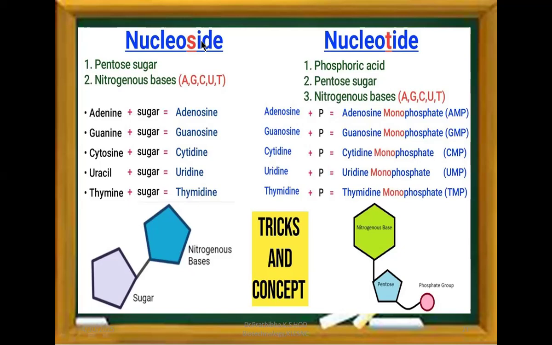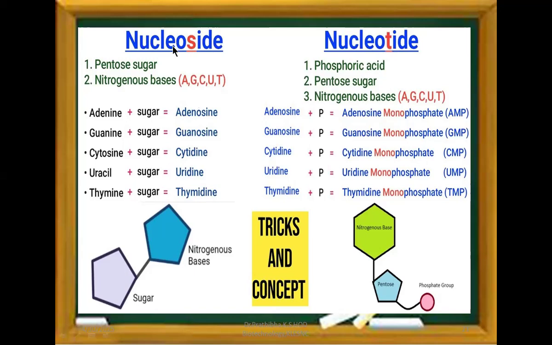Then the concluding part of nucleoside and nucleotide. In a nucleoside, there is the presence of pentose sugar and nitrogenous bases like adenine, guanine, cytosine, thymine, and uracil. You can see the presence of the nitrogenous bases and the sugar, which may be a deoxyribose sugar. So this is a nucleoside: adenosine, guanosine, cytidine, uridine, and thymidine. The sugar moiety may be deoxyribose or ribose sugar. So this is the nucleoside, and this is the nucleotide.